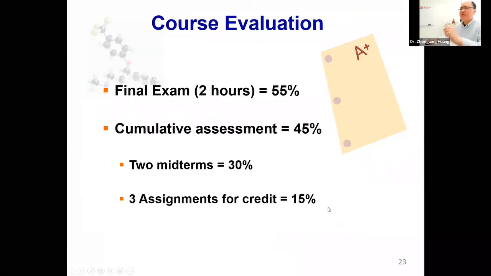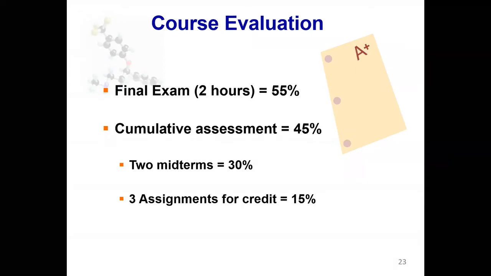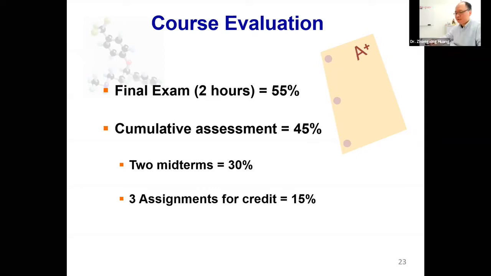The final exam now accounts for 55% of the course grade, okay? Apparently the faculty doesn't want all of your evaluation put on the final exam, so that 55% is already decreased from previous semesters. So nowadays it's hard for you to fail the course even if you fail the final exam, okay? The two midterms are 30%, which means 15% each, and 3 assignments for credits, which is 5% for each.